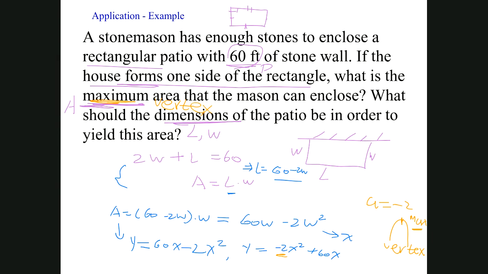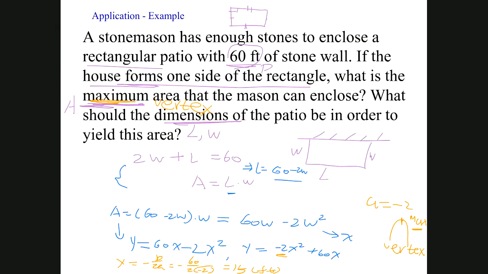Okay, so how do I find the vertex? Well, I'm going to use the equation in here. So my vertex x will be negative b over 2a. Okay, so b here is 60, over 2a, a is negative 2, right? And negative, negative becomes positive. 60 divided by 4 will be 15. Okay, so this is 15 feet.